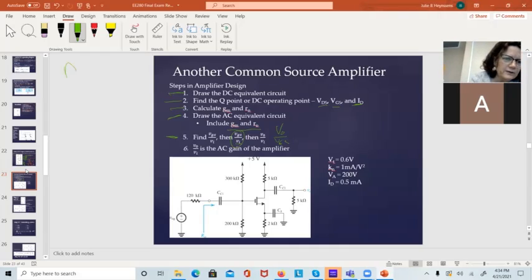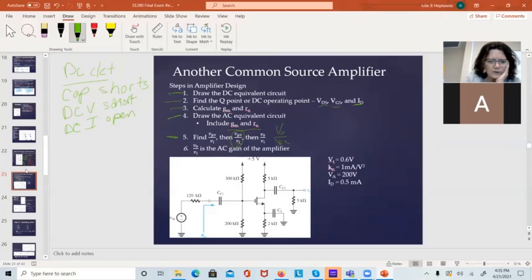And remember, for DC circuits, capacitors are shorts. There are no inductors, they don't exist. Capacitors are shorts. And DC voltage supplies get shorted out. Shorted out. DC current supplies become opens. So we're looking at this circuit right here.